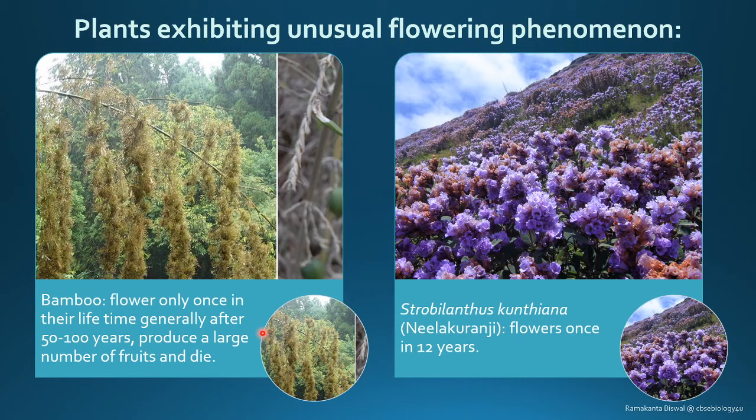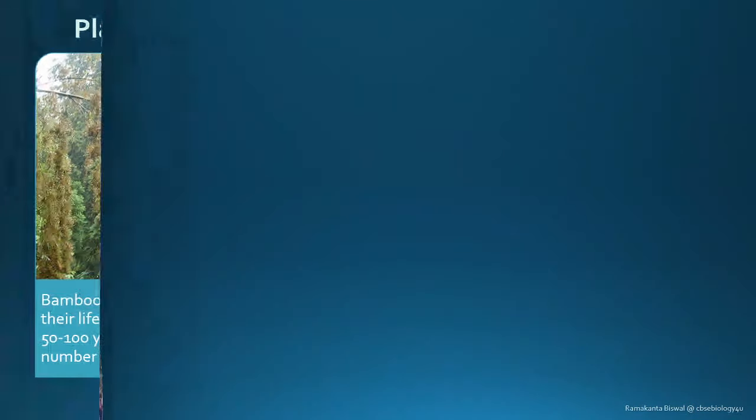So the bamboo typically flowers every 50 to 100 years and then produces a large number of fruits and dies. And the Strobilanthes kunthiana, scientific name, and the common name is Neelakurinji, is going to flower every 12 years, and then they actually stop blooming. So these are not going to follow the regular flowering patterns, and these are something that is unusual and typically asked in the examinations also.